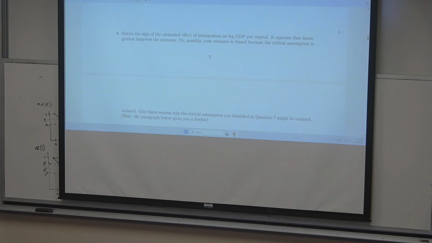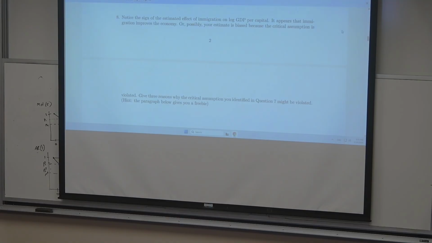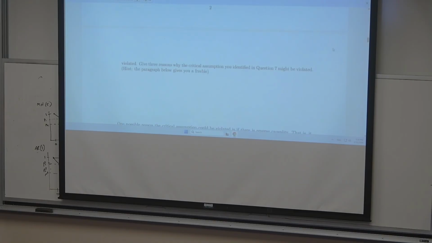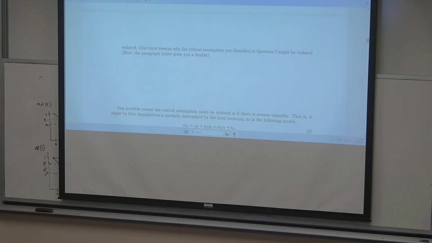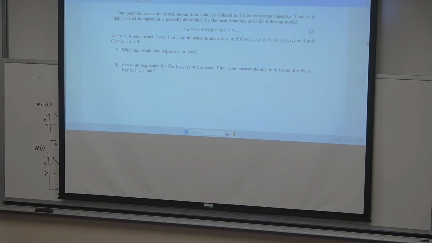Number 8, 3 reasons why the critical assumption might be violated. Reverse causality, simultaneity, omitted variables bias, measurement error. Those are all reasons why exogeneity could be violated. Is reverse causality and simultaneity the same? My understanding is they are, but maybe. Yeah, they're so related that they might not count as 2 different answers, honestly. Okay, they're technically different things, so.